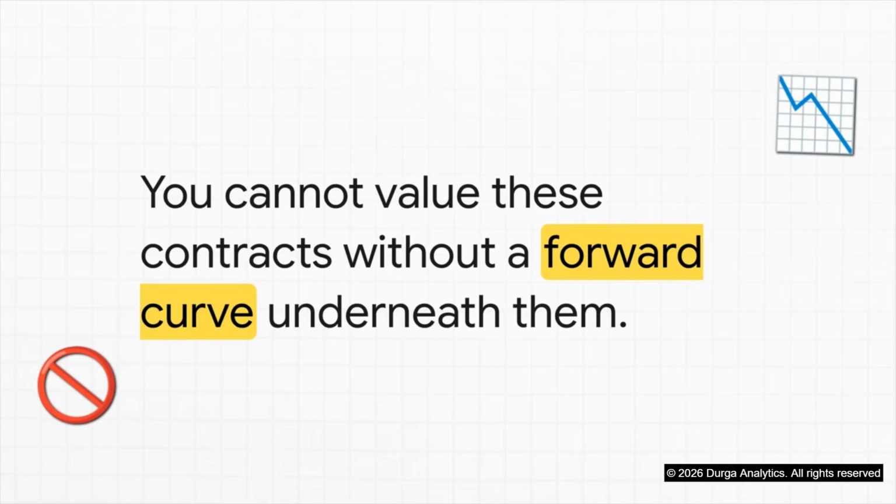Now, what's really interesting about this slide is the absolute reality of these software dependencies. You literally cannot value a swing contract, a spread option, or storage without a forward curve underneath them. If you tried to build the dashboard first, it would just be an empty screen. If you built the pricing engines without component 0, they'd have no prices to evaluate. The sequence isn't just a suggestion, it's mandatory.